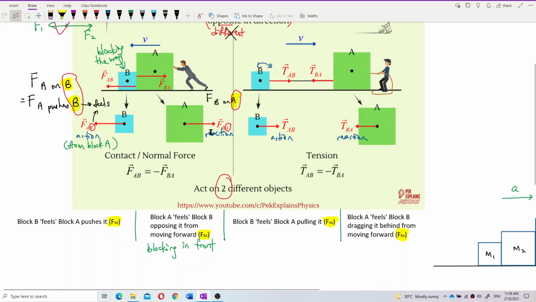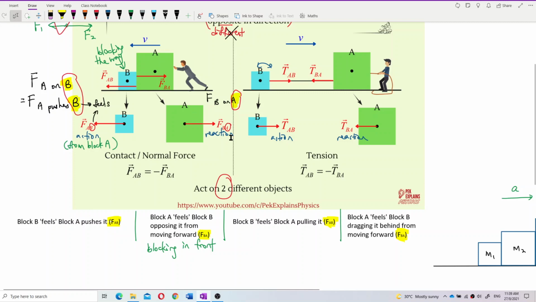The letter behind shows who experiences the force, who feels the force. It is block A who feels this force. Like this one, block B feels FAB. Block A feels FBA. The letter behind is the one who experiences. Here the letter behind is B, so it is B who experiences this force. The letter behind is A, so it is A who experiences this force.